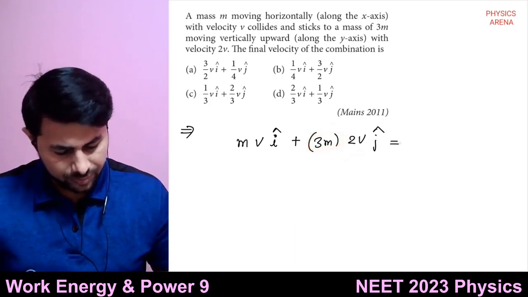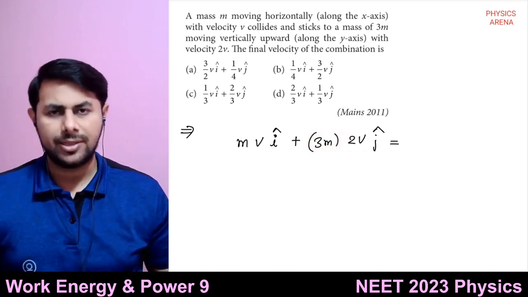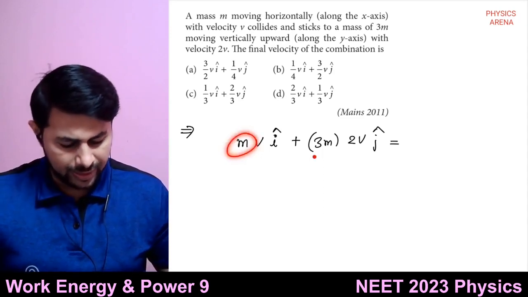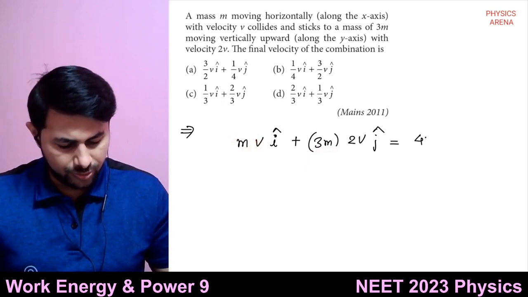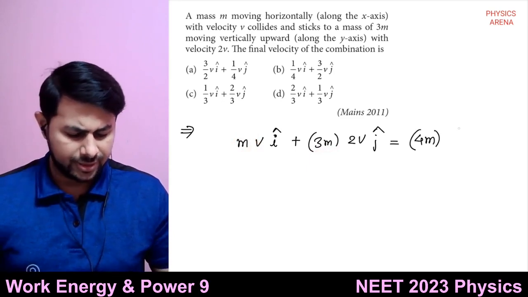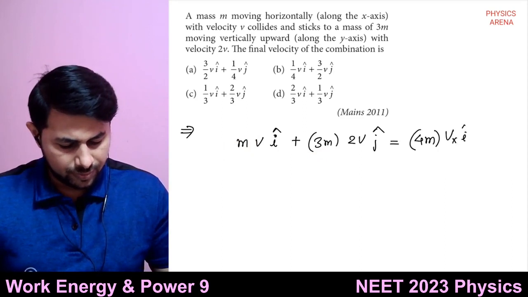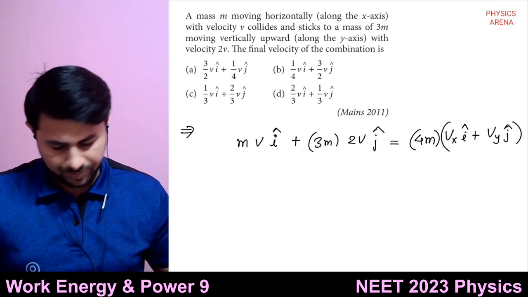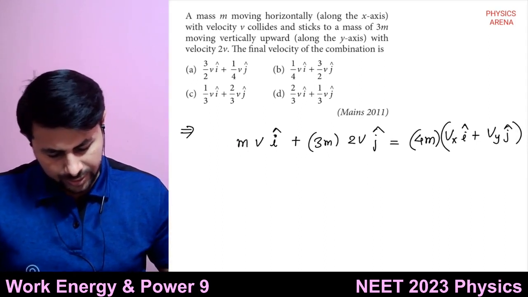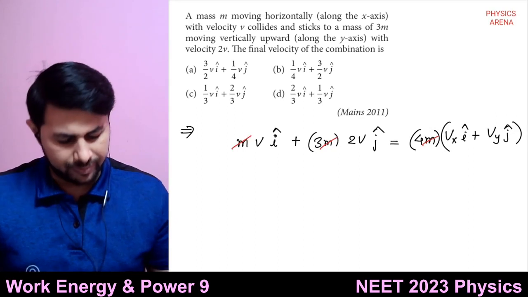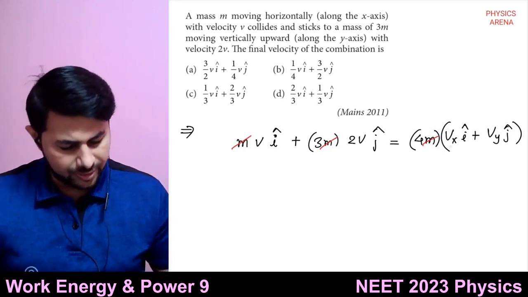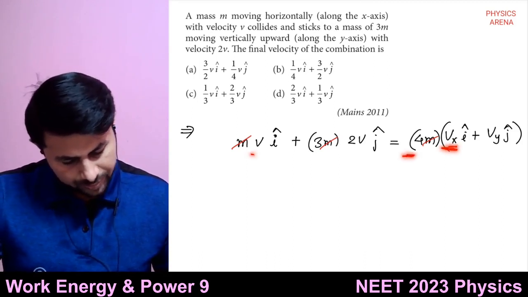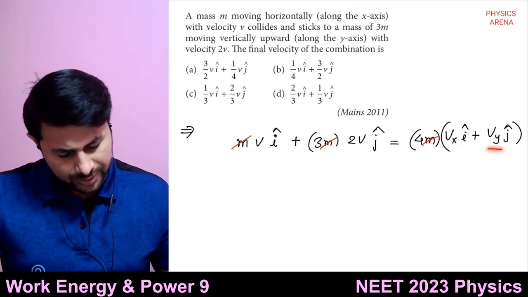So then the final mass will be the sum of these two, m1 plus m2. m1 is m, m2 is 3m, so it is 4m, multiplied by some Vx into i cap plus Vy into j cap. So m and m get cancelled and you get Vx and Vy. So what will be Vx? Vx is v by 4, right? And Vy is how much?